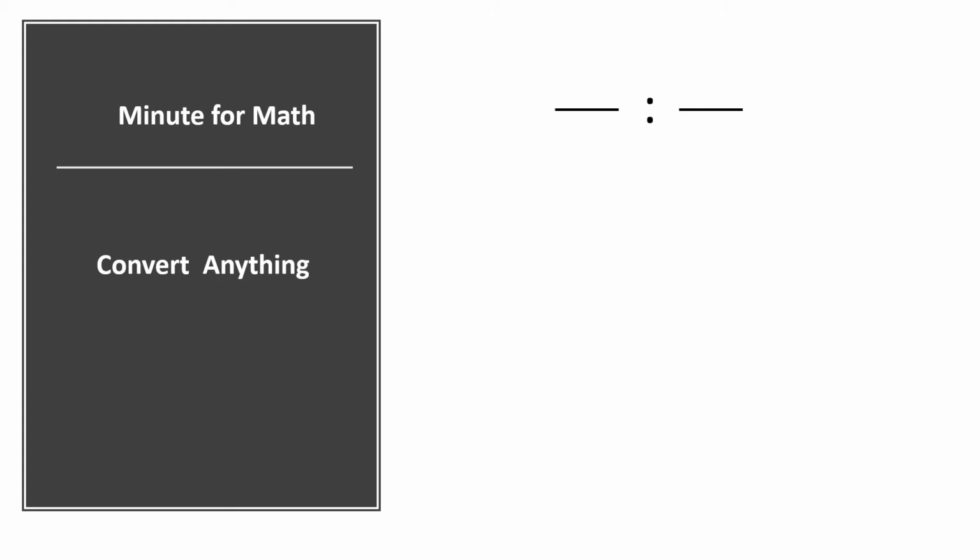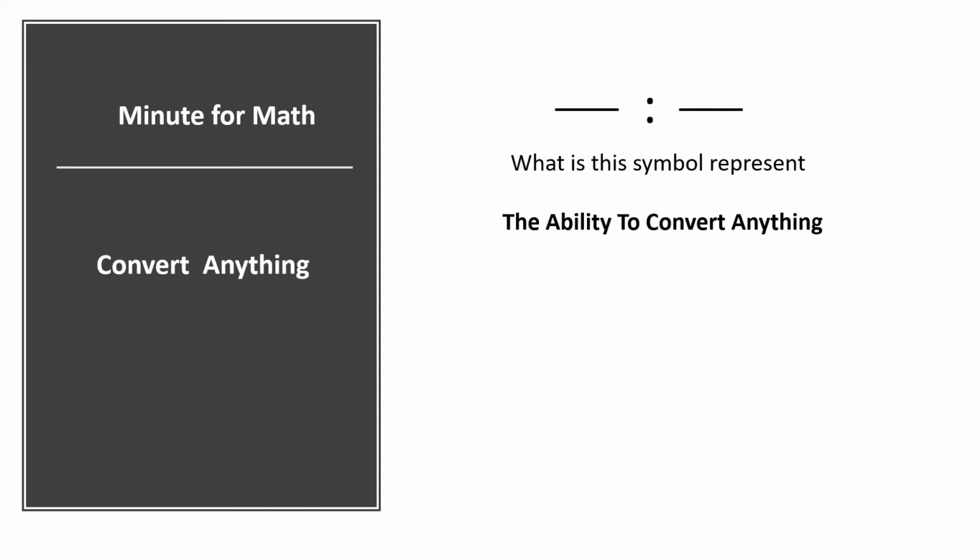All right, what is this symbol? You ever seen this? I mean, like Superman had an S on his chest. This symbol represents an ability. Every superhero, everybody's got special abilities. This symbol represents the ability to convert stuff. You can convert anything.